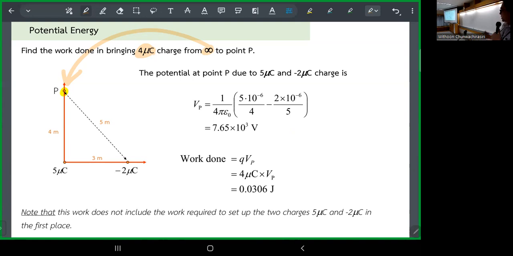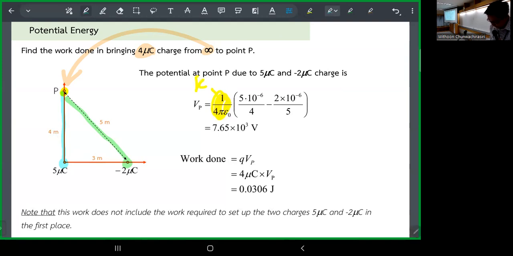All right, so that's it, guys. The whole point is all you need to do is calculate the potential at point P. Once you're done with that, you multiply by that 4 microcoulomb, and bam, you get the energy required. That's pretty good. We already practiced this. The potential at point P came from this 5 microcoulomb followed by this negative 2 microcoulomb. So all you need to do is K, Q.